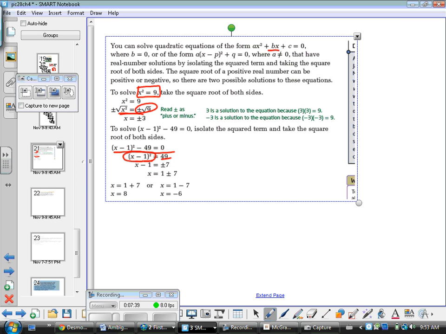So we'll try a few examples. I think if you were good at completing the square in the last chapter, you shouldn't have any trouble here.